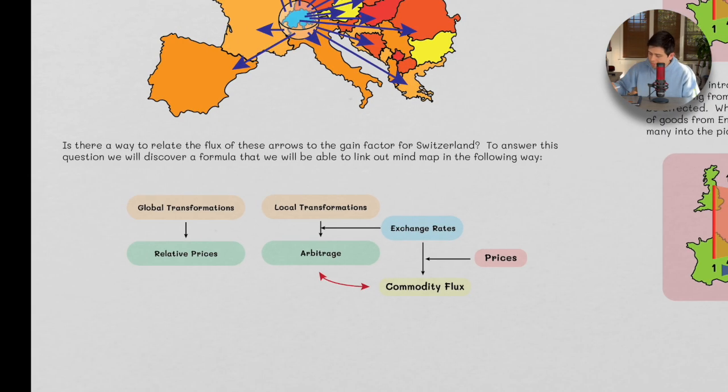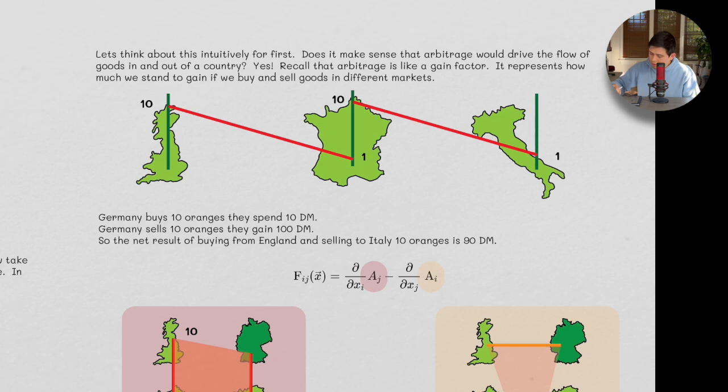Let's think about this intuitively first. Does it make sense that arbitrage would drive the flow of goods in and out of a country? Yes, it does. Recall that arbitrage is like a gain factor, and so it represents how much we stand to gain if we buy and sell goods in different countries or in different markets.